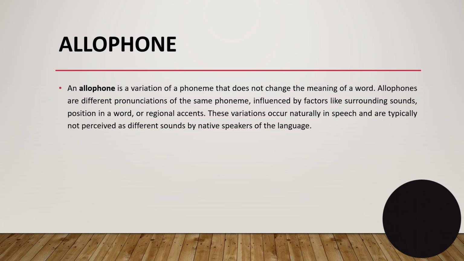Now, what is an allophone? An allophone is a variation of a phoneme that does not change the meaning of a word. Allophones are different pronunciations of the same phoneme, influenced by factors like surrounding sounds, position in a word, or regional accents. These variations occur naturally in speech and are typically not perceived as different sounds by native speakers of the language.